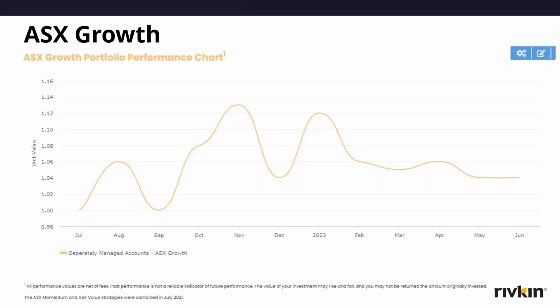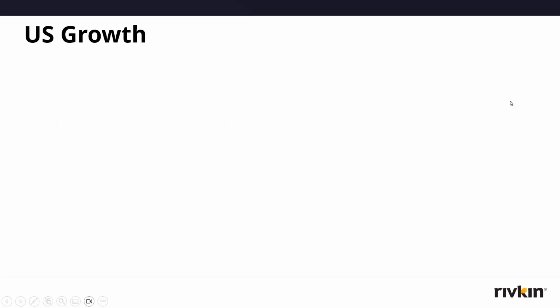And just to show you how that's performed over the past 12 months. And as you can see, compared to ASX Income, yes, it has generated a higher return, but that's come with more volatility along that journey.